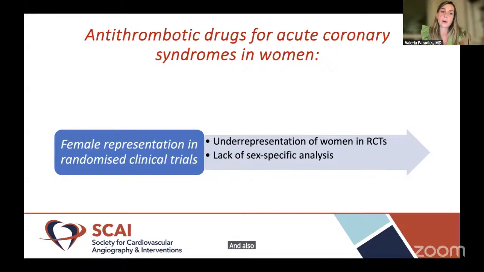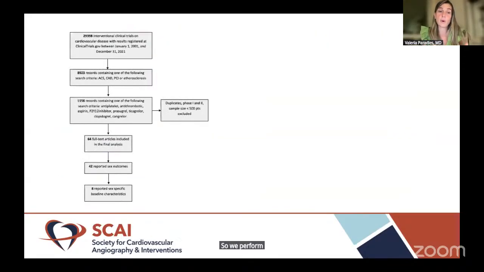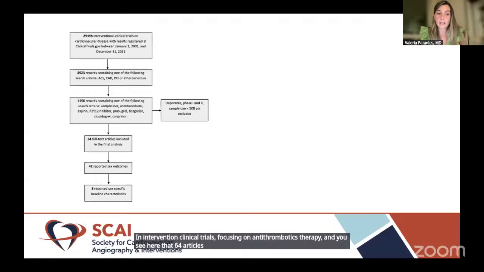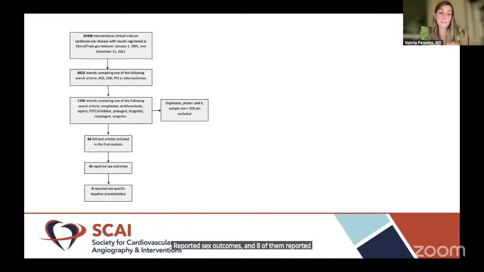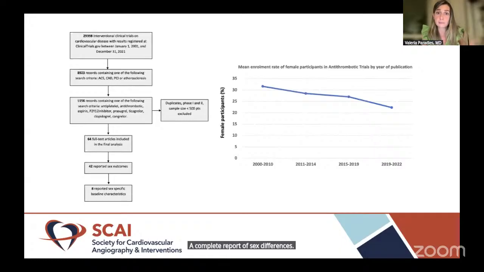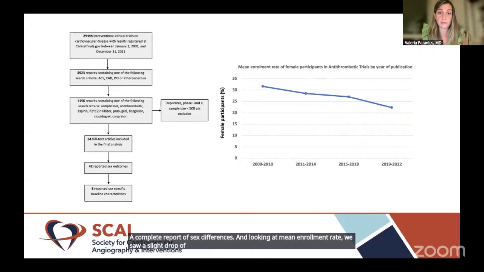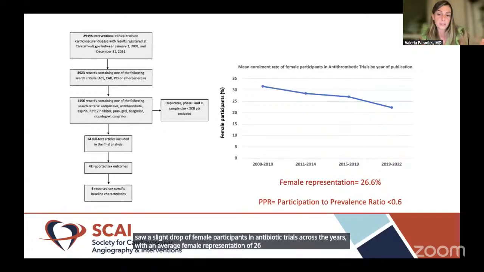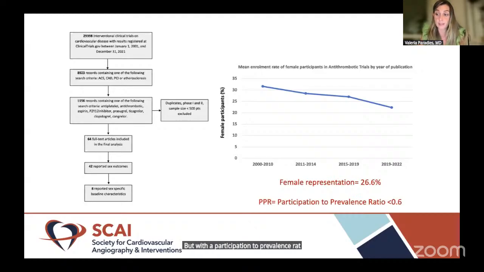An important part of the paper is the female representation in randomized clinical trials. We performed a review of all papers between 2001 and 2021 in interventional clinical trials focusing on antithrombotic therapy. 64 articles were included in our final analysis, but only 42 reported sex outcomes, and 8 of them reported sex-specific baseline characteristics, so a complete report of sex differences. Looking at mean enrollment rate, we saw a slight drop of female participants in antithrombotic trials across the years, with an average female representation of 26%, but with a participation to prevalence ratio lower than 0.6.